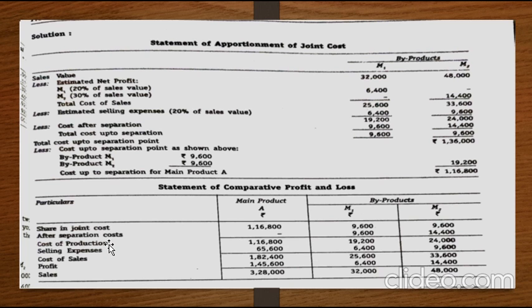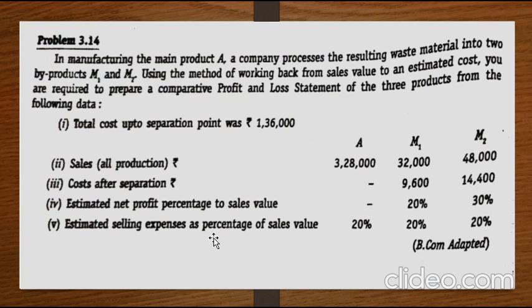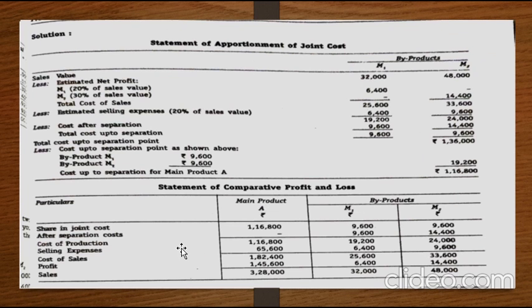Next, with cost of production we will add your selling and distribution expenses, which is given in the question as a percentage, that is 20% of the sales value, which I've already calculated here, which is 6,400 and 9,600. Have they given the selling expenses for A? Is it applicable for A also? Just check in the question. So, estimated selling expenses as a percentage of sales. Yes, they've assigned 20% for all the three products.